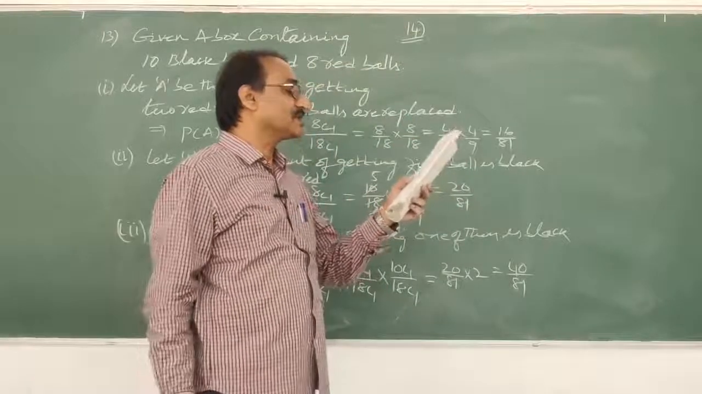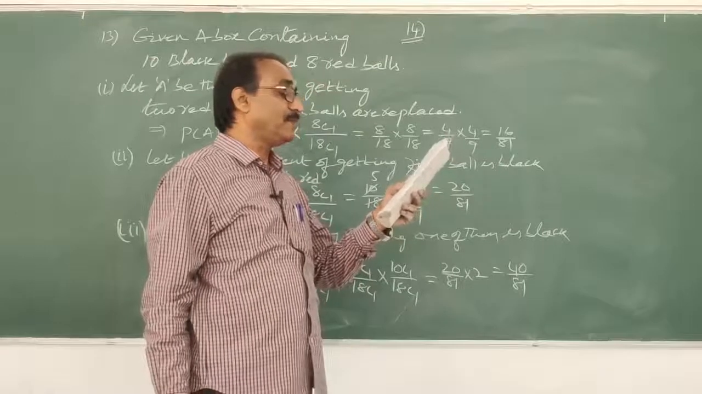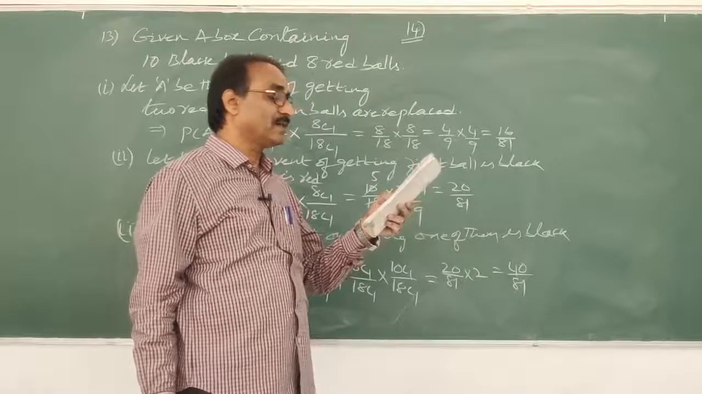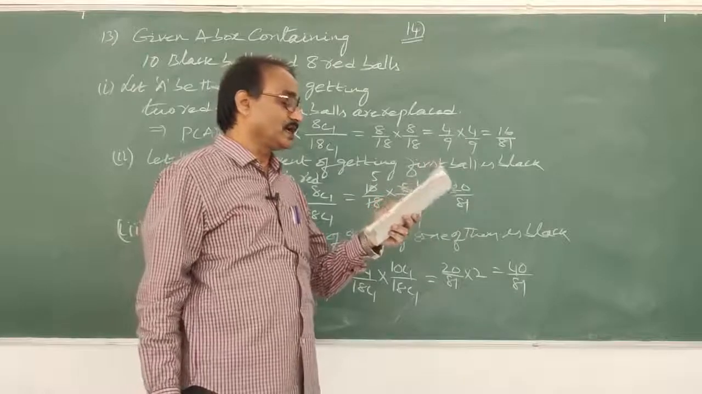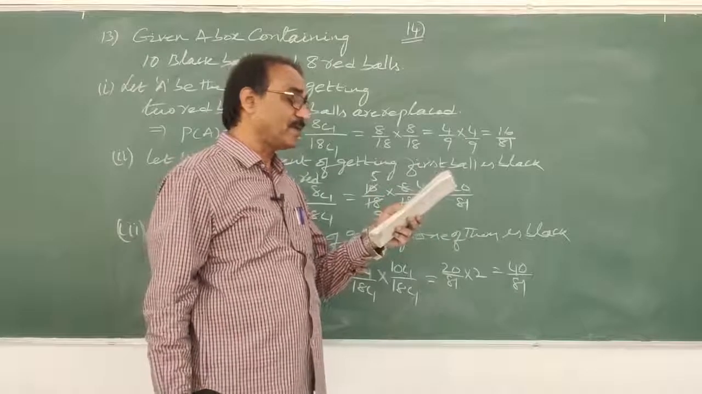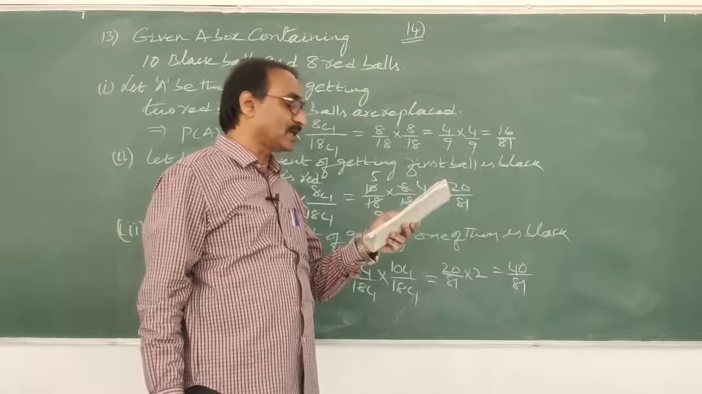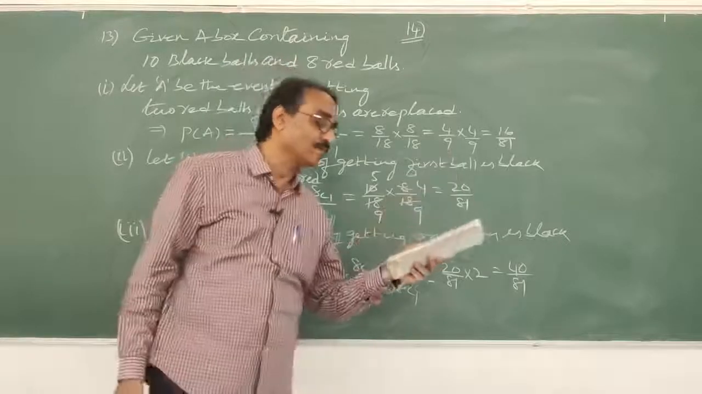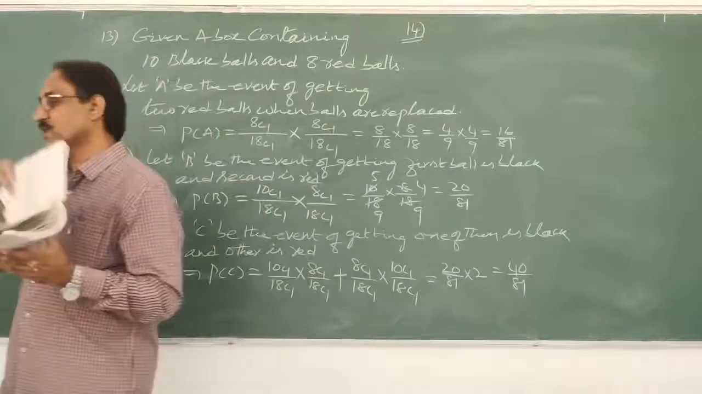Probability of solving a specific problem independently by A and B are 1 by 2 and 1 by 3 respectively. If both try to solve the problem independently, find the probability that the problem is solved exactly by one of them. So this is what happened.